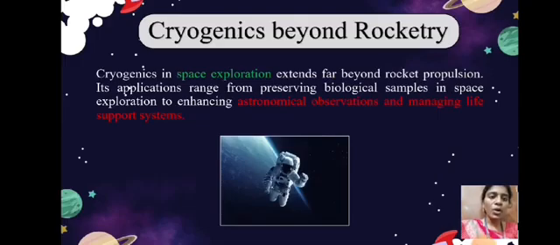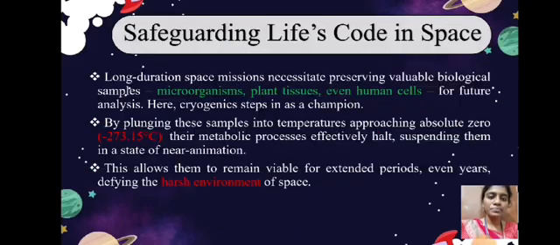Then cryogenics beyond rocketry. Cryogenics in space exploration extends far beyond rocket propulsion, and is used to enhance astronomical observation and manage life support. Then safeguarding life cargo in space: on long-duration space missions, preserving valuable biological samples such as microorganisms, plant tissues, even human cells for future analysis, by cooling these samples to temperatures approaching absolute zero, that is minus 273.15 degrees Celsius. Their metabolic processes effectively halt, suspending them in a state of suspended animation and defending them from the harsh environment of space.